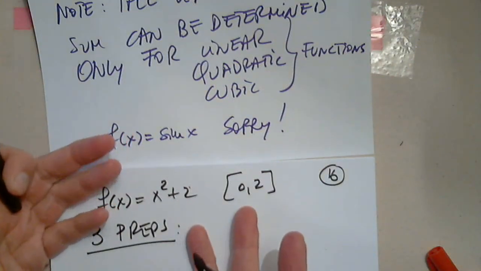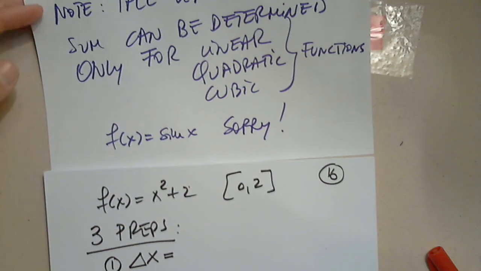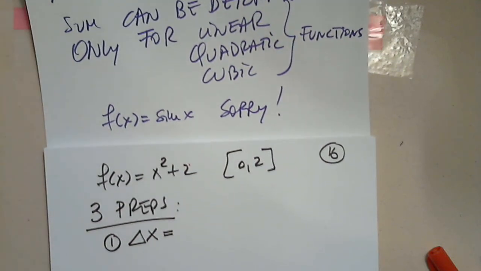What are we trying to do? We're trying to find the limit of the Riemann sum, to find the exact area under the graph between 0 and 2. Three preps. The first prep is delta x, which is the width of each subinterval.